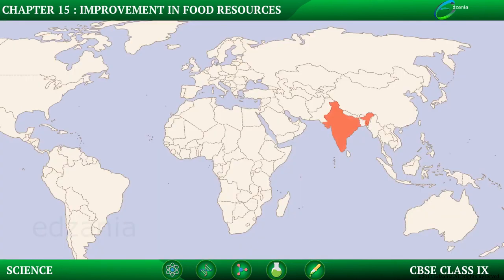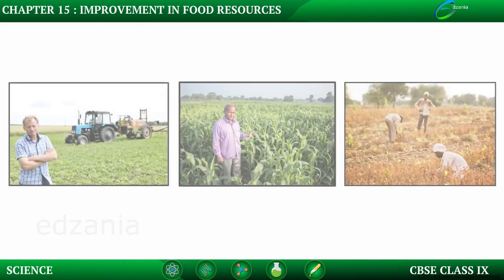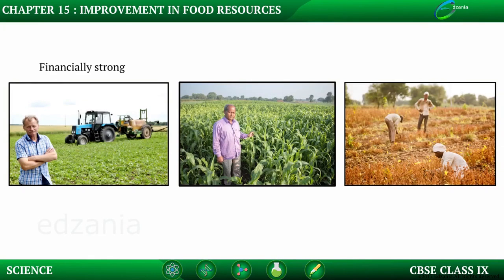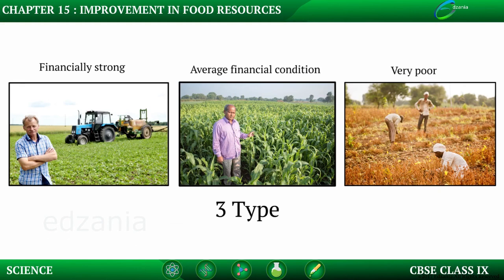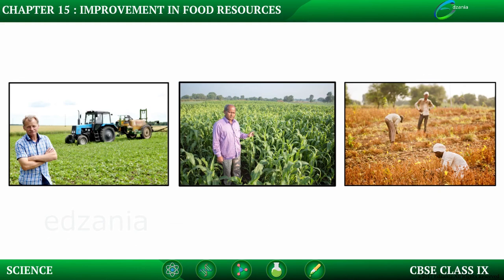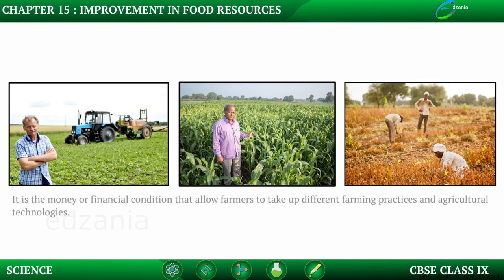But in countries like India, you observe that some farmers have all facilities with them, as they are financially strong. Some farmers have average financial conditions and some are very poor. So these are the three types of farmers present in India. In short, it is the money or financial condition that allows farmers to take up different farming practices and agricultural technologies.